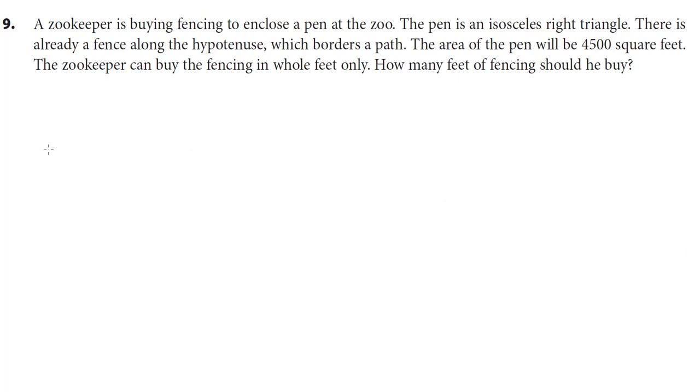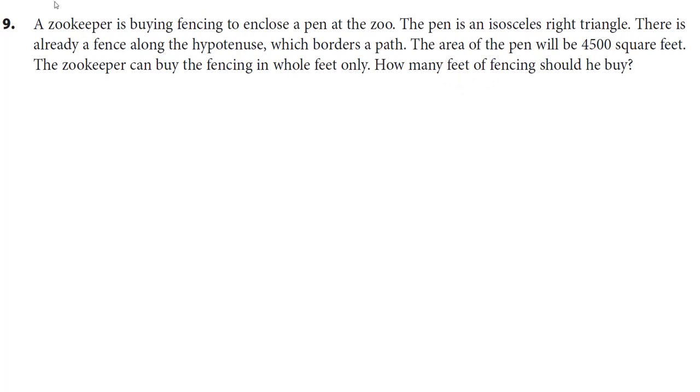A zookeeper is buying fencing to enclose a pen at the zoo. The pen is an isosceles right triangle. There is already a fence along the hypotenuse which borders a path. The area of the pen will be 4,500 square feet. The zookeeper can buy the fencing in whole feet only. How many feet of fencing should he buy?